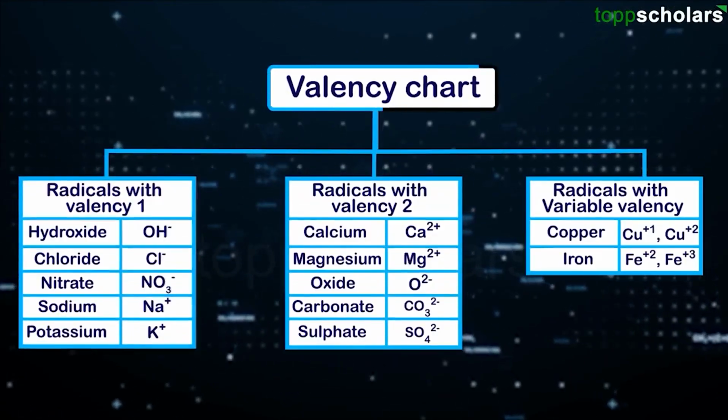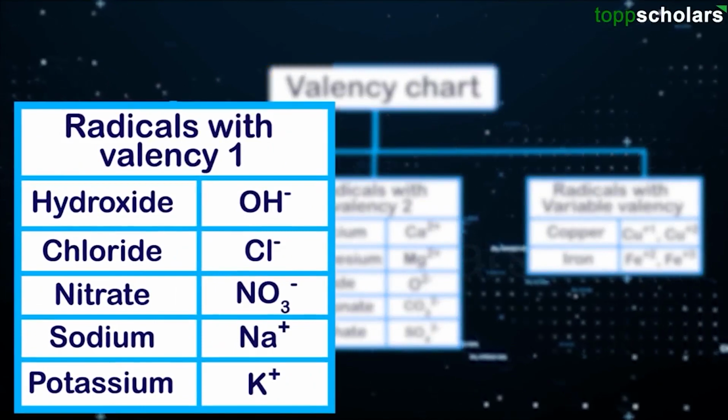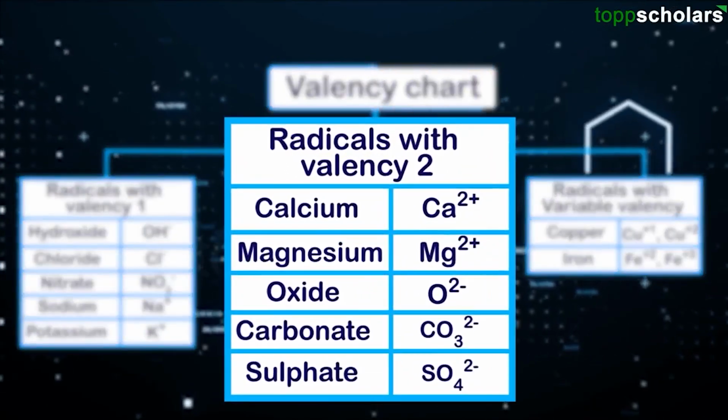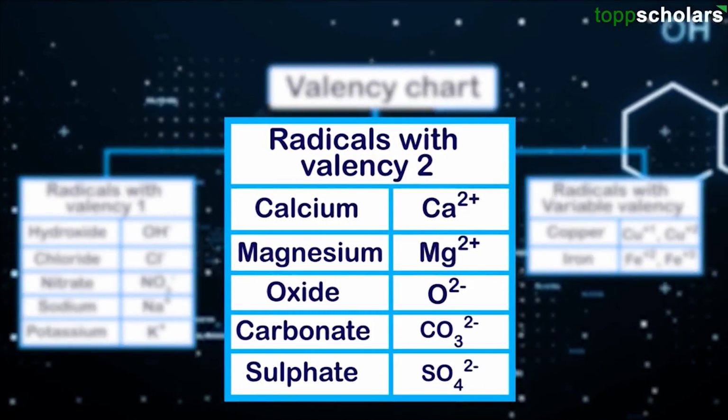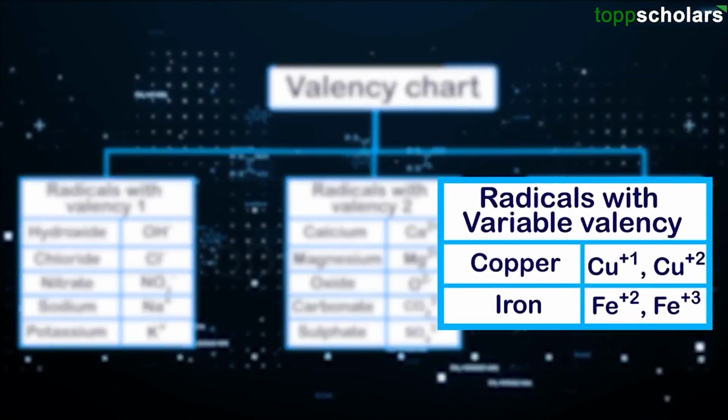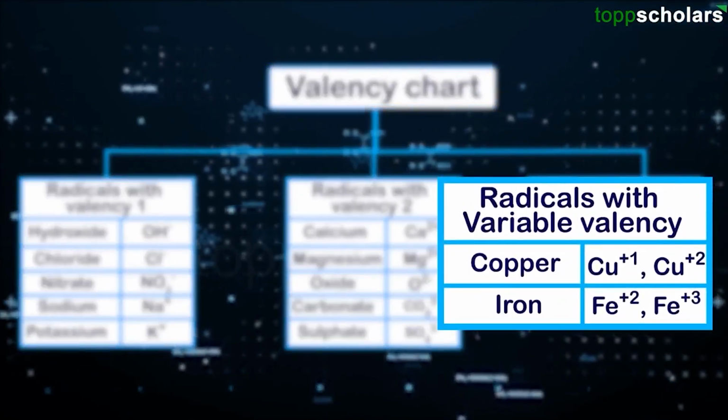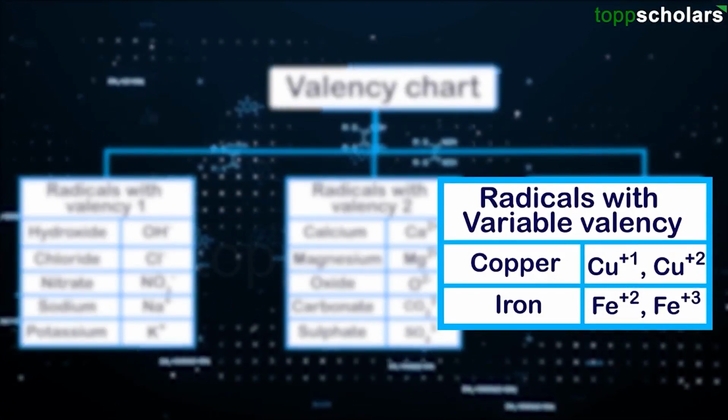Radicals that are placed in column 1 have valency 1, whereas radicals placed in column 2 have valency 2. Elements like copper and iron, which exhibit variable valency, are placed in column 3. So now you're quite familiar with the valency as well as the chemical symbols of the elements. But how do we write a chemical formula?